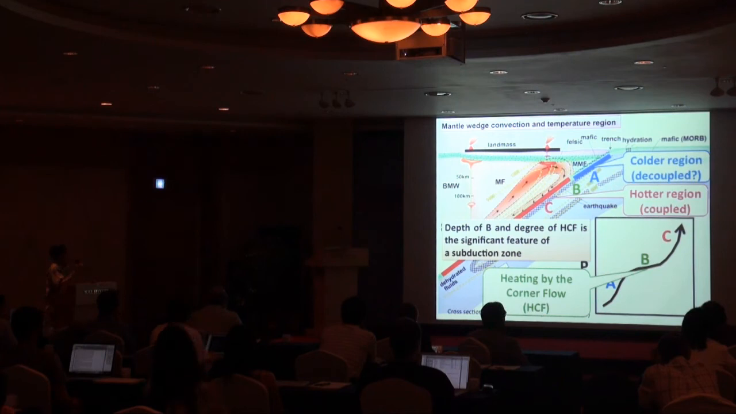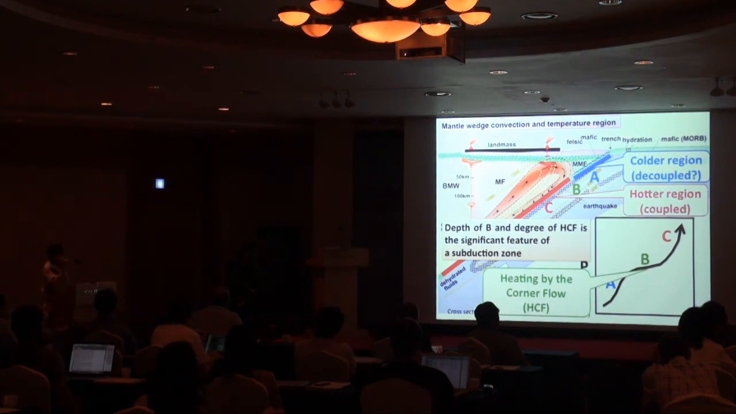So such a depth of B and the degree of heating by the corner flow is a significant feature of the subduction zone. And the previous numerical model is also, this is a key for the numerical model to estimate this depth and the degree of the heating. So our method can estimate these properties from the observation.